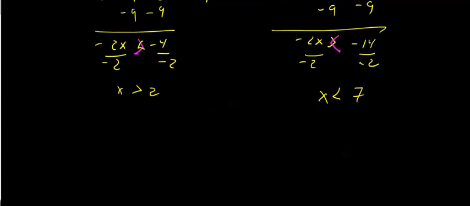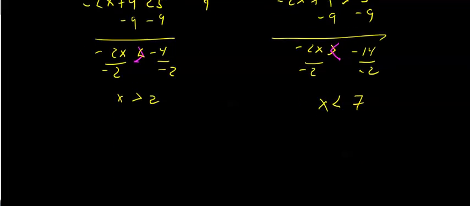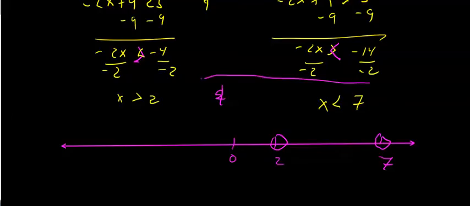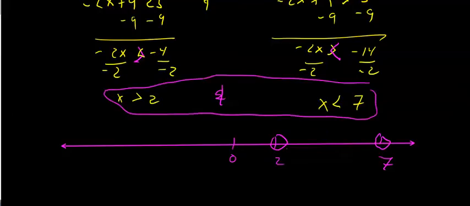Now I draw my number line. And we have 0, 2, and 7. That is the funkiest looking 7 I ever drew. That's not much better. Open circle. It's an and. This is our answer. And we join them like that. And we're done.